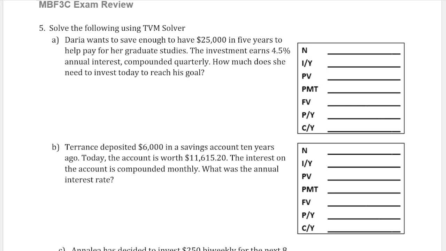So remember, with TVM solver, there's two types of questions. One is compound interest, and that essentially means there's no payments. And in those cases, P over Y is just equal to 1. The second type is called an annuity, and that means that there are payments.